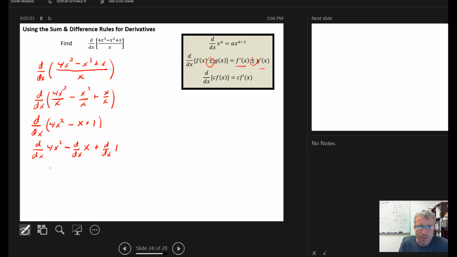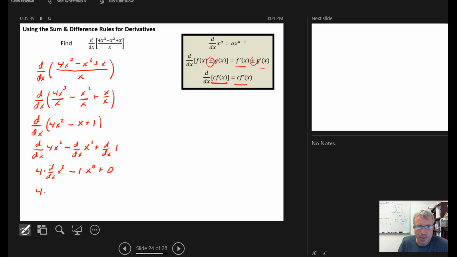And now I have to take the derivative of a constant times a function. Well, I can use this to say the constant is 4, the constant times the derivative of the x squared function, minus, hey, this is x to the first power, so it's in the x to the a form, so I'm going to bring the 1 down in front of the x. 1 minus 1 is 0, plus, hey, the derivative of a constant is 0 from the first video we did for this set.